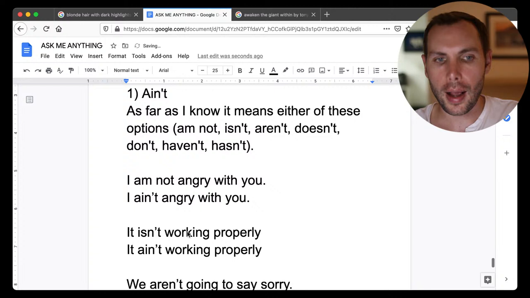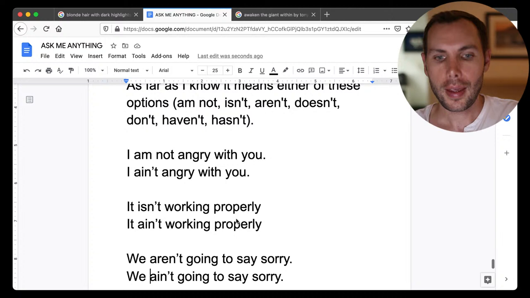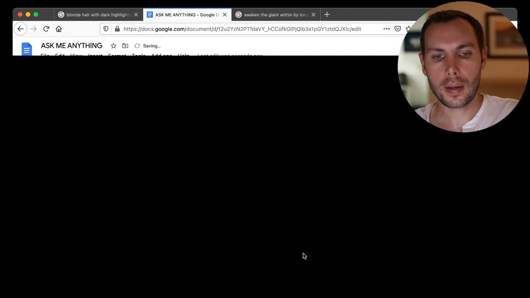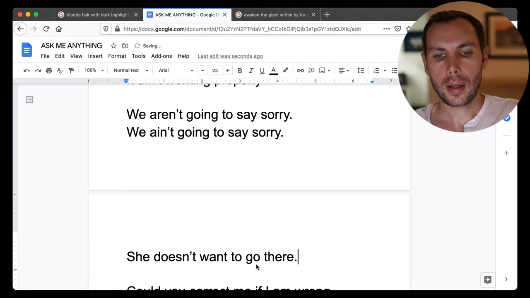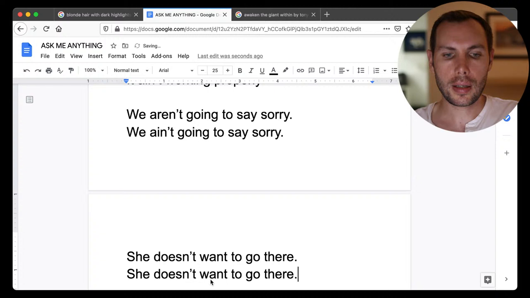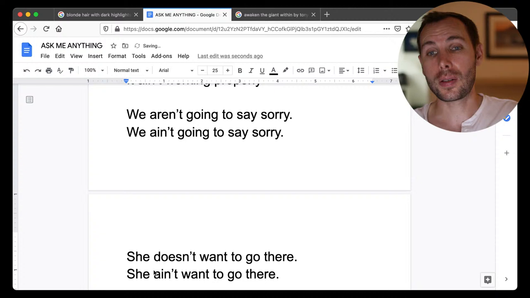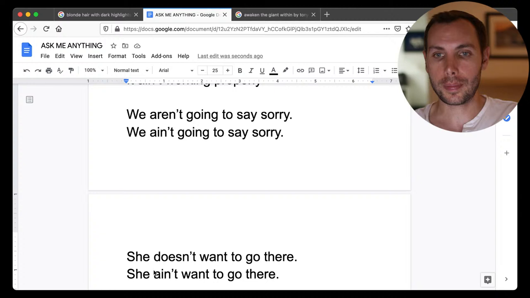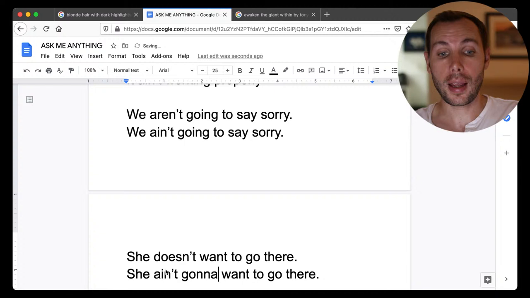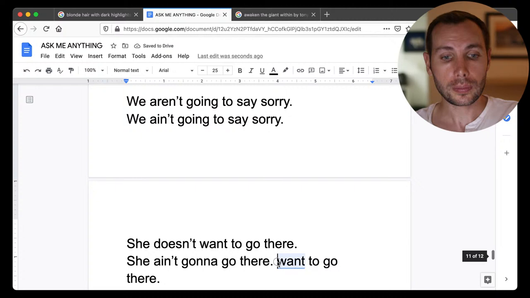Doesn't. Okay. So I think this might be the only one that doesn't work. Doesn't work. There you go. Doesn't. She doesn't want to go there. So in this case, she ain't want to go there. No, that doesn't work. So with does and doesn't, it doesn't work. She ain't gonna go there, you could say. That means she isn't going to go there. That is fine. But no, that does not work.